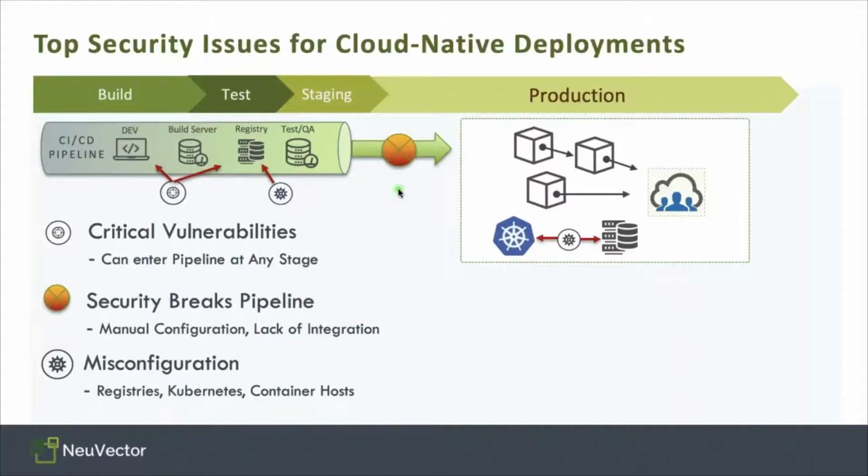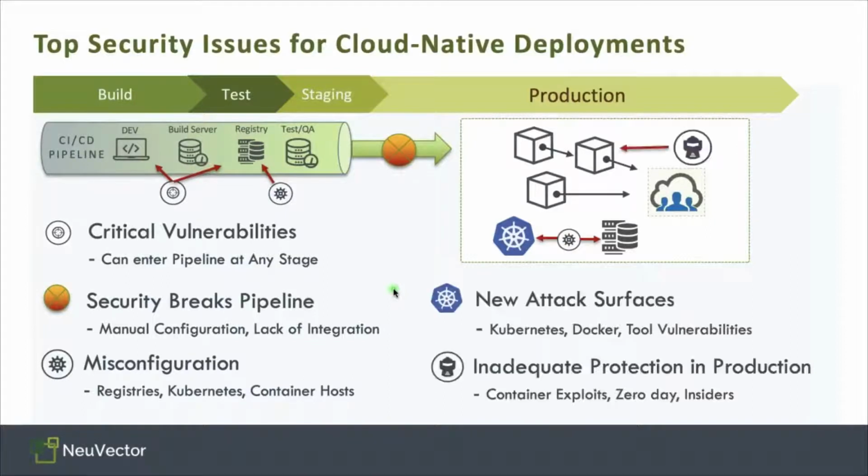The third area is misconfiguration, and that can occur very early in the pipeline, even in your Jenkins build server with improper access controls or in the registries, but most painfully in your production environment. Misconfigurations of your orchestrator, such as Kubernetes, or the hosts on which they run, can introduce vulnerabilities or present or open an attack surface.